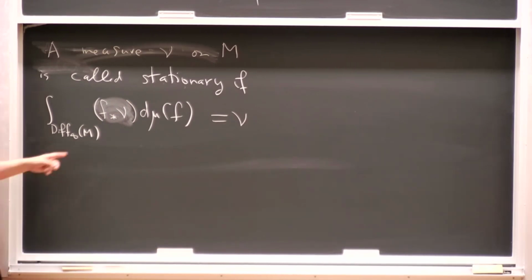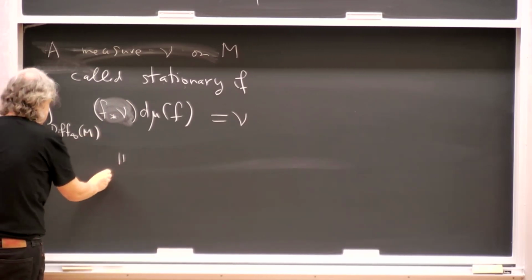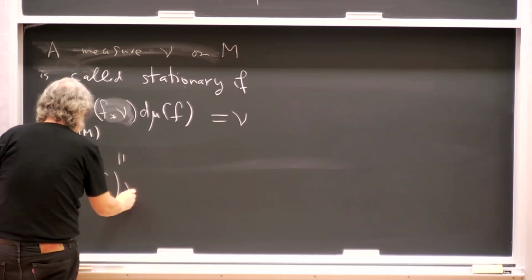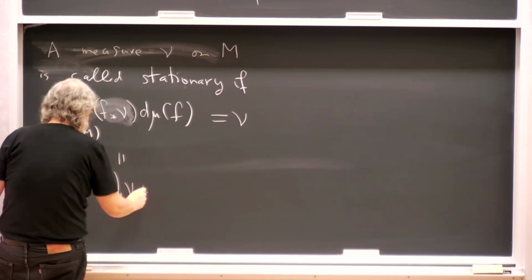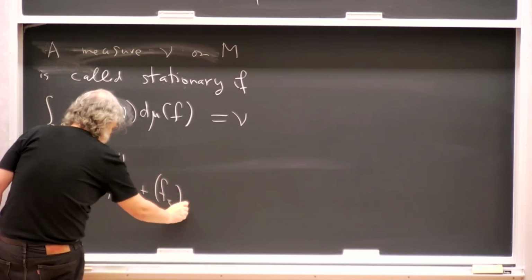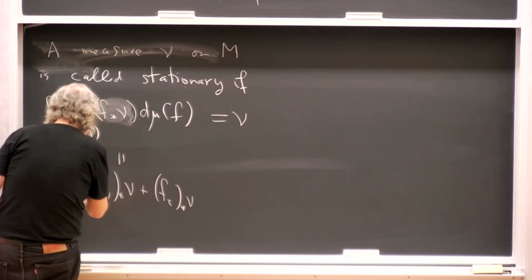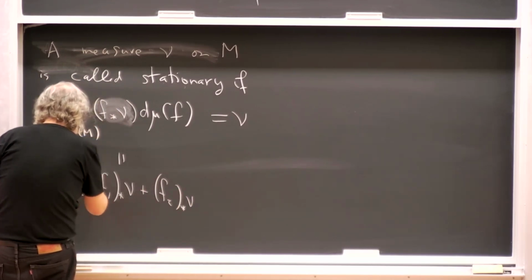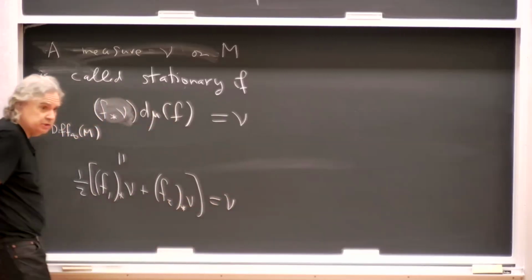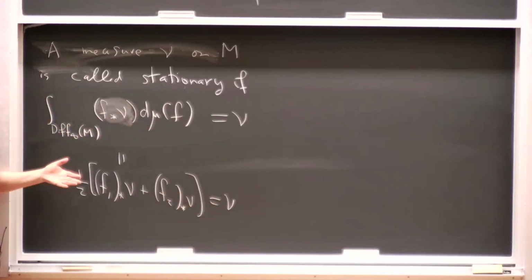And this is really just pushing forward. I push the measure nu by f1, it might be different. Then I push the measure by f2, might again be different, but if I take the average, then you should get nu back. So this is what's called a stationary measure. It's not invariant, but it's invariant on average.